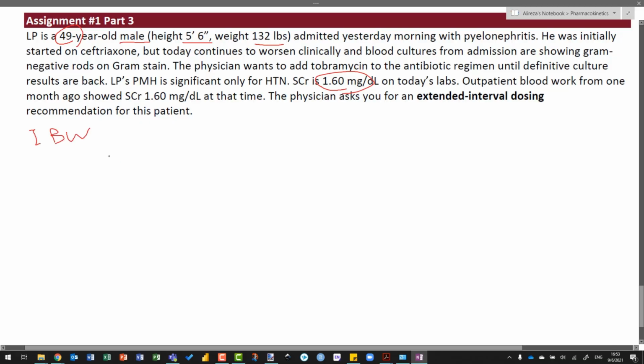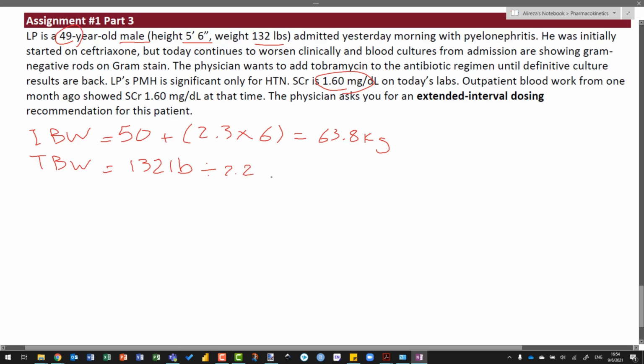If we calculate the ideal body weight, we just want to make sure that the patient is not excluded from a renal function perspective. So let's figure out the renal function. This is a male, so 50 plus 2.3 times 6. This is 6 inches above 5 foot tall, which gives you 63.8 kilograms. The total body weight is 132 pounds, which we can divide by 2.2, which would give us 60 kilograms. Now this is pretty close to the ideal body weight, and in fact total body weight is less than ideal body weight. So in this case you should be using total body weight, so ignore the ideal body weight.